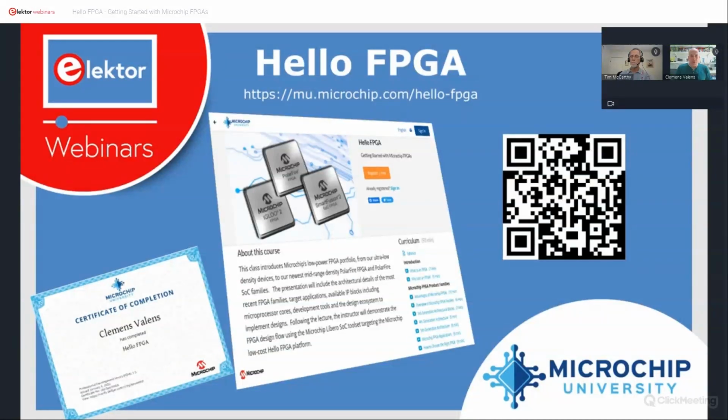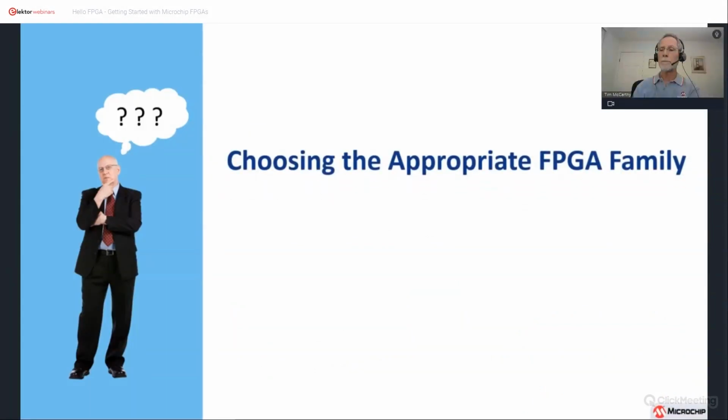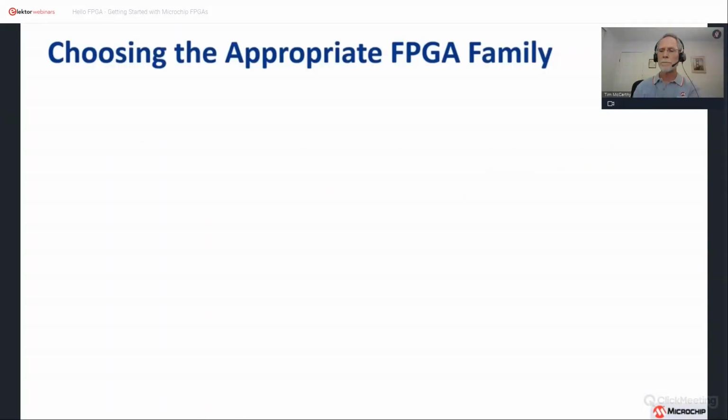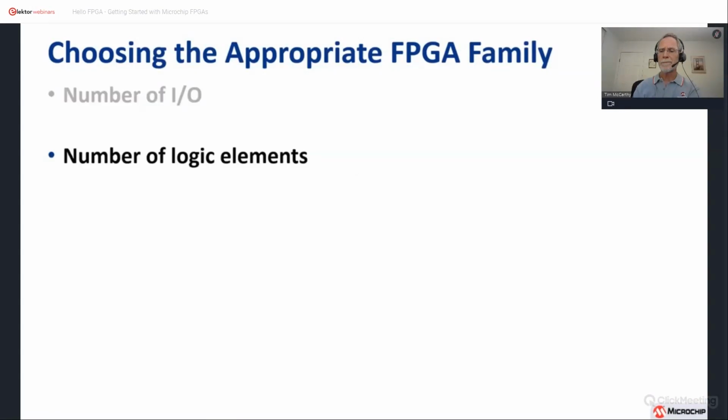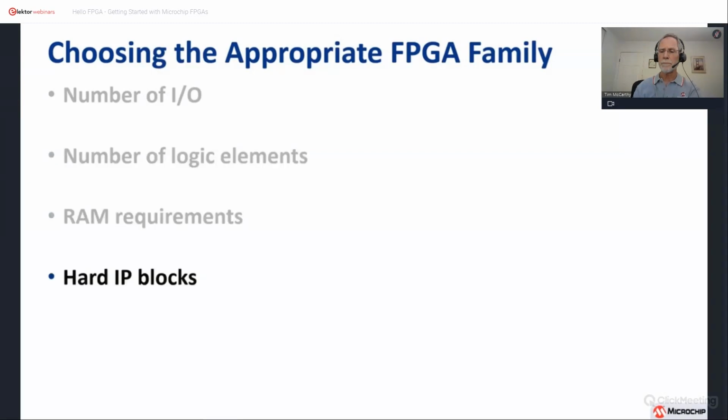Okay, well, let's move on to the next part. Here are some criteria to help you choose the appropriate FPGA family for your next design. There are several things to consider when selecting an FPGA family, such as the number and type of I/O required, the number of logic elements in the design, the amount and type of RAM that's needed, and any hard IP blocks that are required.